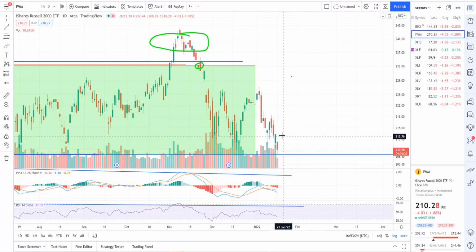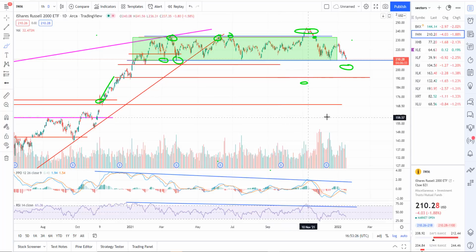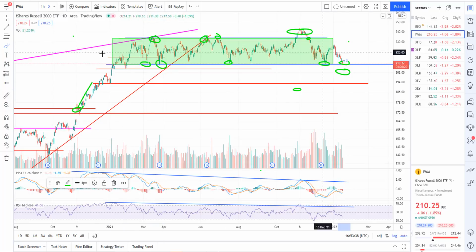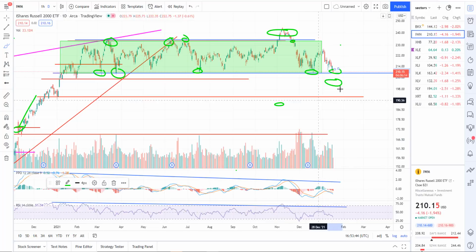Small caps trading right down to support. So you can see here, this is where we're at right now. Support's sitting there at about, I've got it at 209. Basically, we've got a lot of tags of that. Big sideways range on this thing that's really been playing out for over a year. So I am thinking that when we break this range, whether that's to the upside or the downside, we're going to gap down.